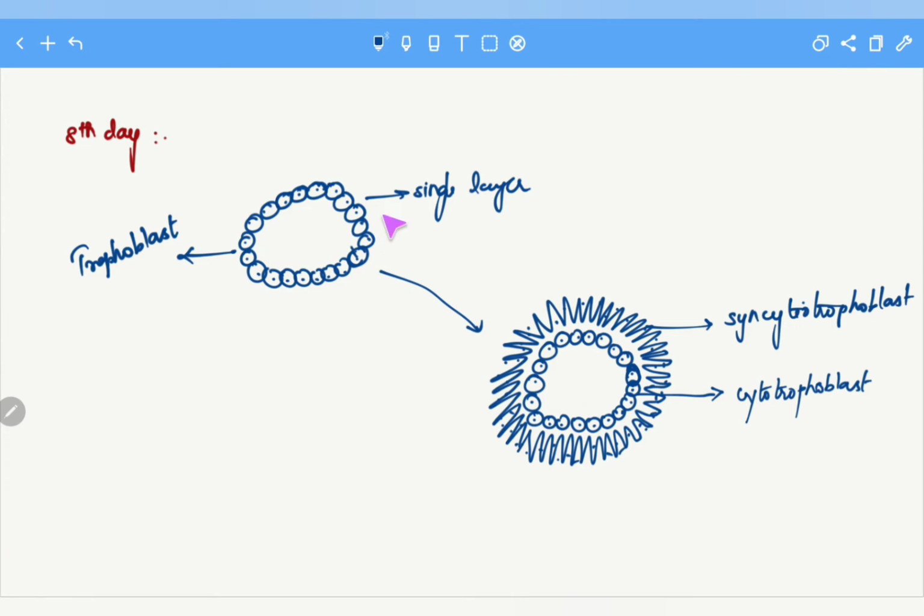So during this transformation from single layer to double layered, the mitotic figures appear on the cytotrophoblast. So the cells in the cytotrophoblast are rapidly multiplying and giving rise to new cells. And the new cells move outward from the cytotrophoblast. They lose their membrane and thus their protoplasm fuses together. So they appear like a syncytium. So from this it is clear that the syncytiotrophoblast is derived from the cytotrophoblast.